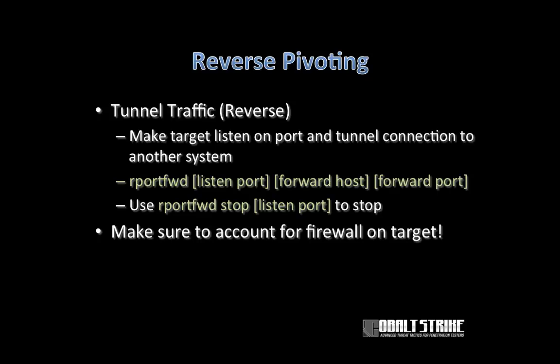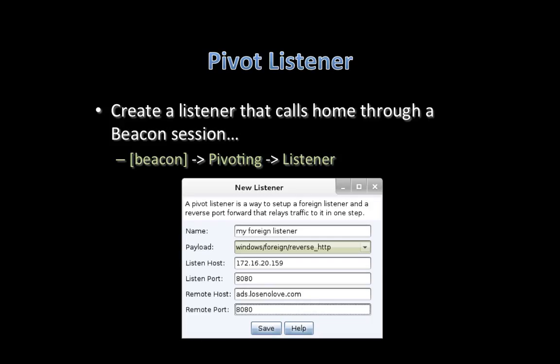One thing to note is that you have to take into account whether or not there's a host-based firewall on the target and create an exception or disable the firewall for this mechanism to work. Okay, a Cobalt Strike feature that builds on top of reverse port forwards are pivot listeners. A pivot listener is a Cobalt Strike listener that calls home through a beacon session, in effect, making the compromised system a redirector for that payload handler.